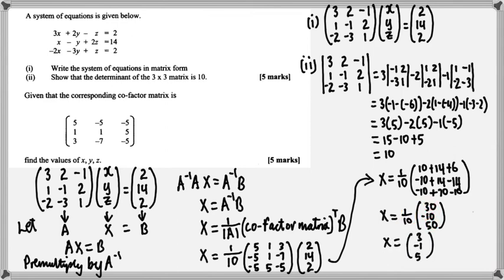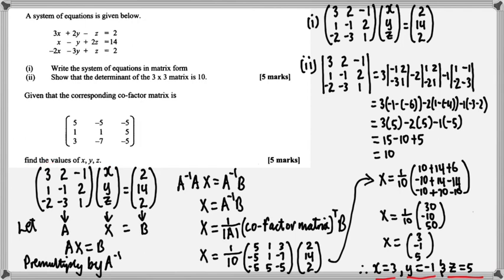And we get x is equal to 3, negative 1, 5, which implies that x is equal to 3, y is equal to negative 1, and z is equal to 5. So that there is your solution for this particular question, right? Remember, they asked us to find the values of x, y, and z.